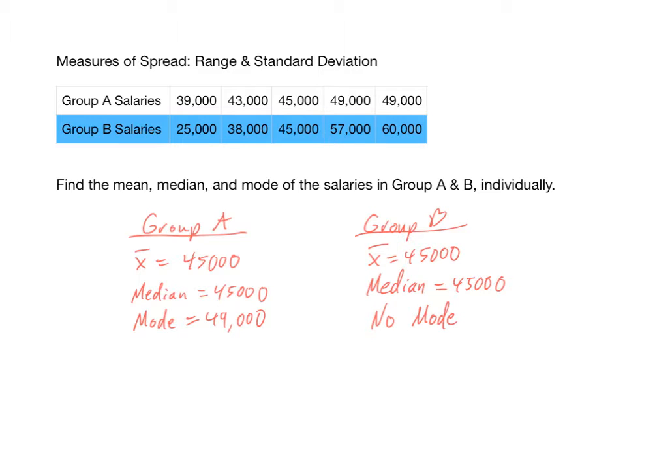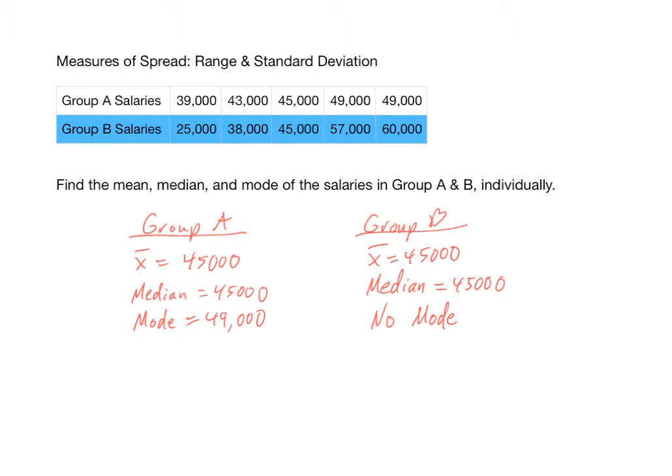So would you say, if you looked at these two sets of data, that they're essentially the same? Because they have the same mean and median in each of the two groups. I'd say definitely not. This one here in the blue appears to be significantly more spread out than does the Group A salaries. So measures of central tendency are very important, but they're not enough. We need to include measures of spread.